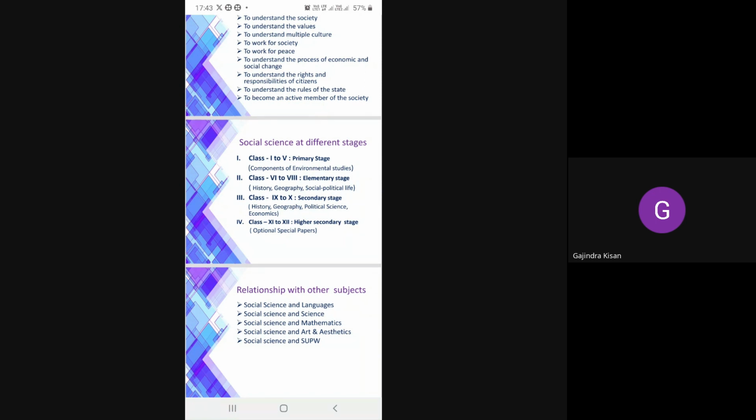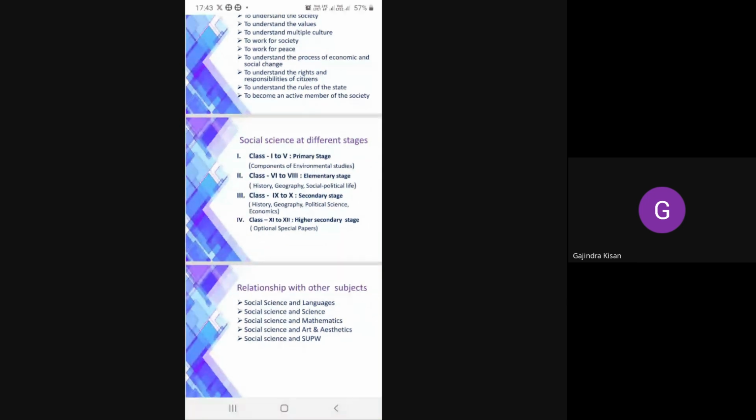So social science and mathematics are also related to each other. Without understanding the mathematical concepts, it's very difficult to teach social science. Do you agree? Yes, ma'am.